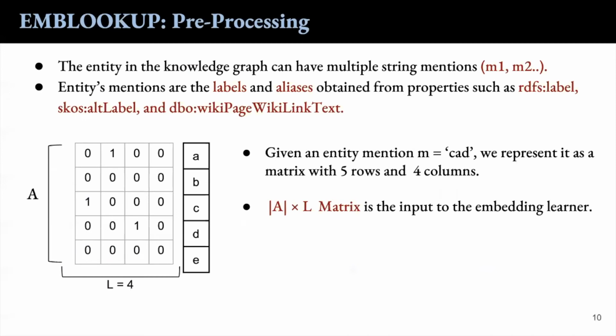The first step of implementing mLookup is to extract different entity string mentions for each entity in the knowledge graph. String mentions are labels and aliases that can be extracted from different properties, such as RDFS label. The string mention can be a single word or multiple words. We use character-based one-hot encoding to convert each string into a matrix of A by L, where A is the alphabet of the entity mentions and L is the length of the longest entity mention. Each column of this matrix stores a one-hot encoding for each character in the string mention. This matrix is the input for the embedding learner.